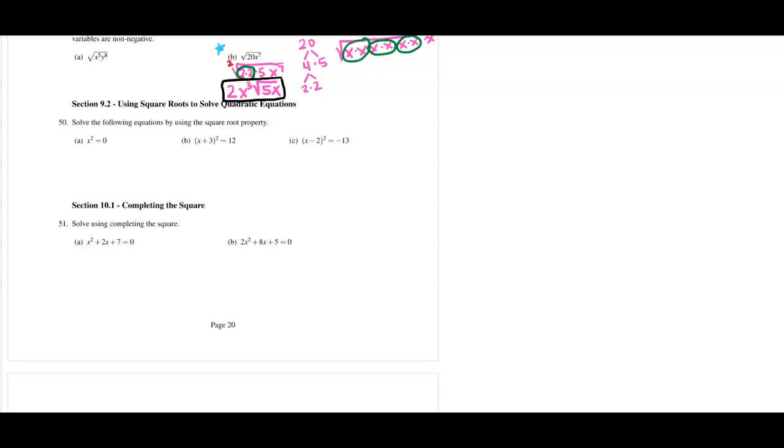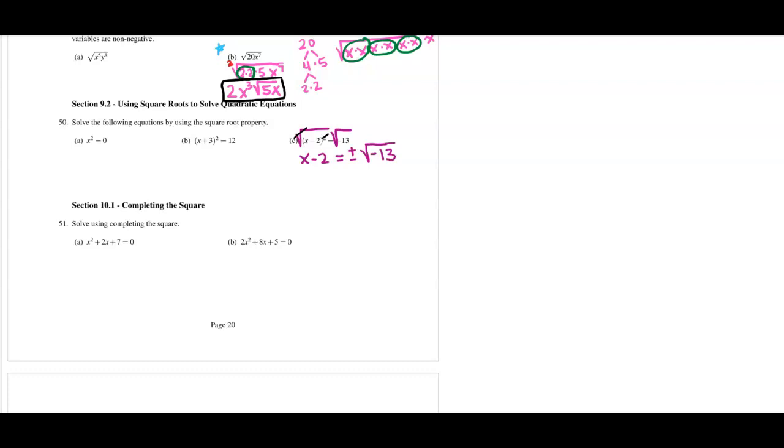On part C, to undo squaring the x minus 2 all squared, I'll take the square root of it. But then I need to take the square root of the other side of the equation as well. Whatever I do to one side, I have to do to the other. Then that square root and that square cancel each other out, and I'm left with x minus 2 on the left-hand side. On the right-hand side, I'm left with plus or minus the square root of negative 13.